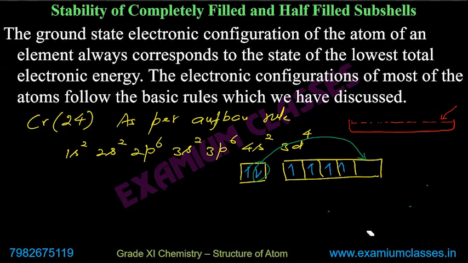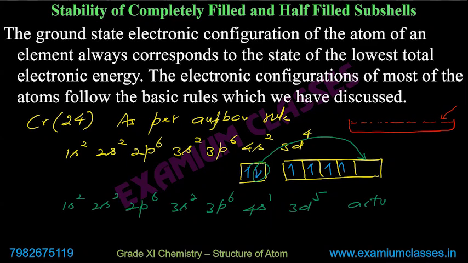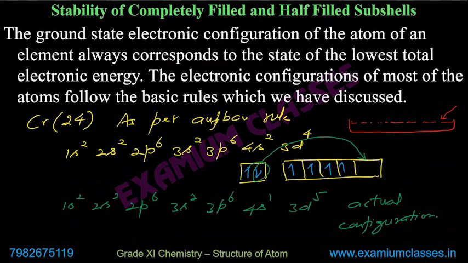So chromium configuration is not this one. Chromium configuration is rather, here you have 1s2, 2s2, 2p6, 3s2, 3p6. Here you have 4s1, 3d5. This is the actual configuration of chromium. This is the theoretical configuration.